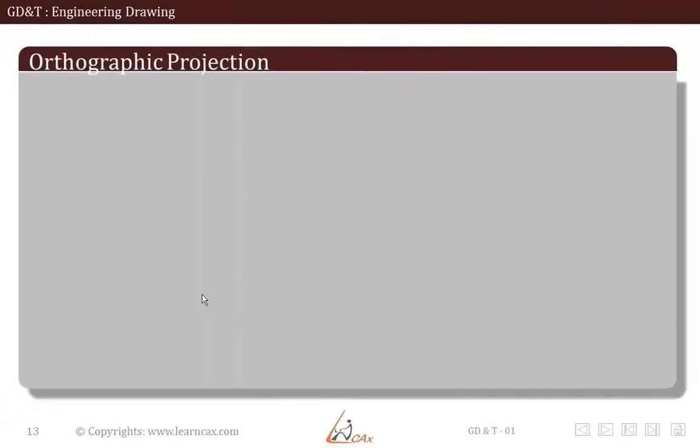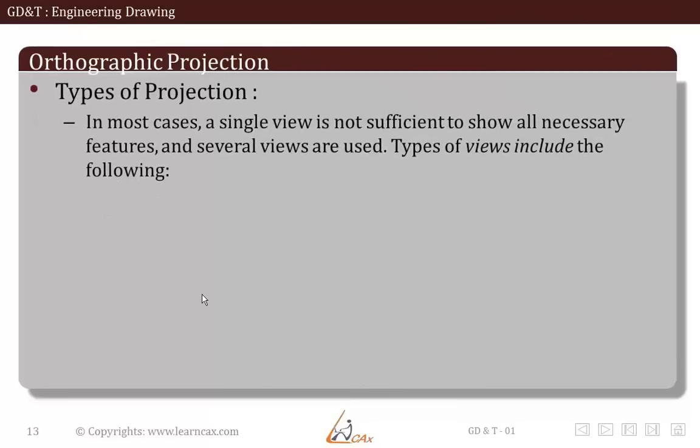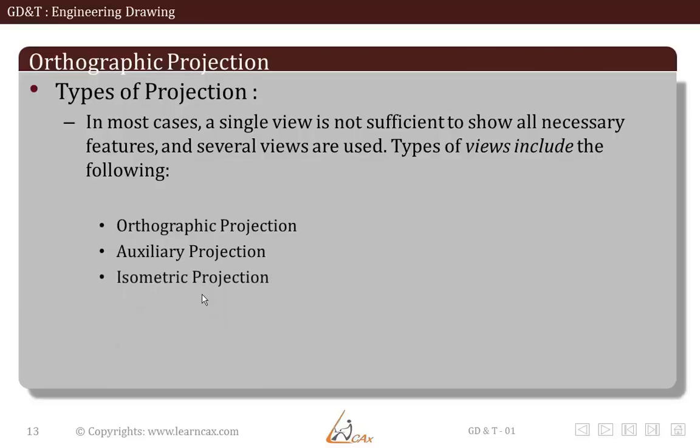Now going ahead towards orthographic projections, let us first understand the types of projections available. In most cases, a single view is not sufficient to show all necessary features and several views are used. Types of views included are orthographic projection, auxiliary projection, isometric projection, and oblique projection.